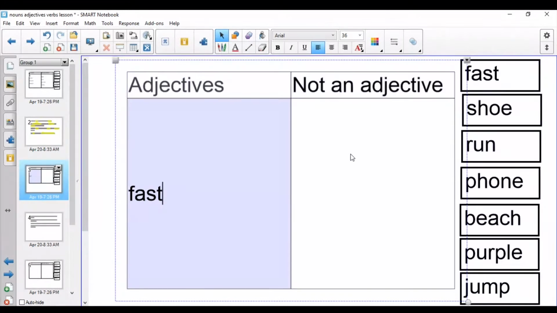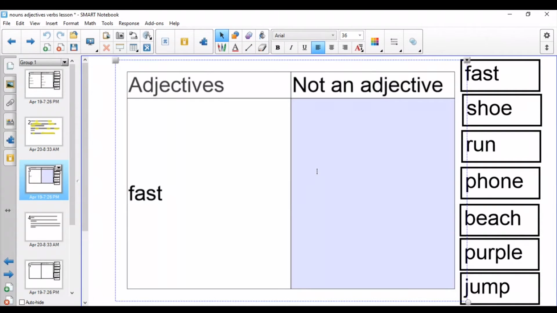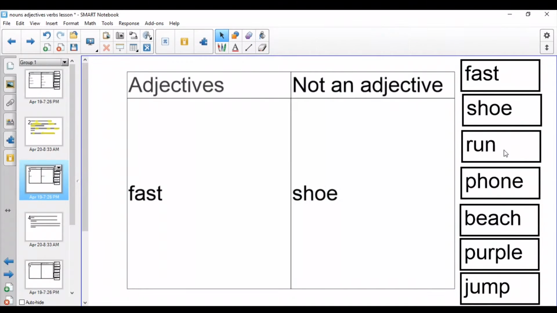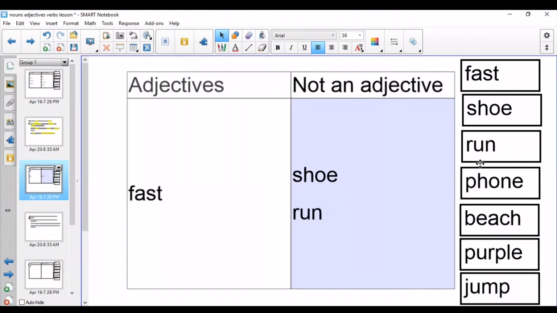Fast is just a describing word. Let's look at the next word. The next word is shoe. Is shoe an adjective or not an adjective? No, shoe is not an adjective. Let's next take a look at the word run. Is run an adjective? No, run is not an adjective. Now let's take a look at the word phone. Is phone an adjective? No, phone is not an adjective.